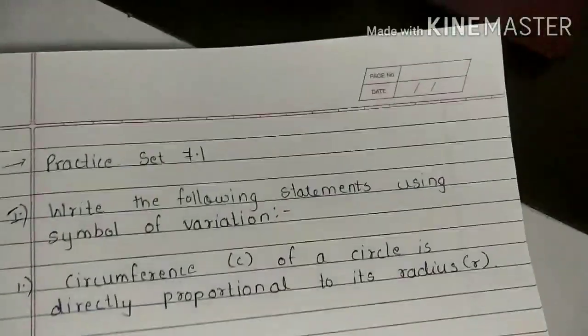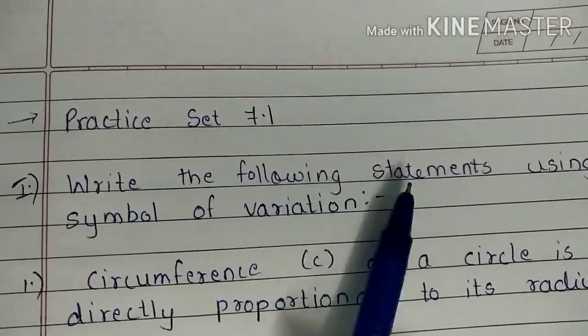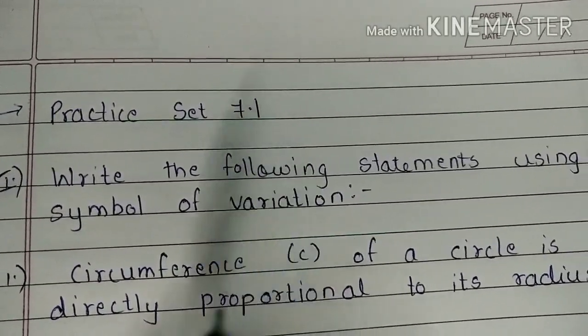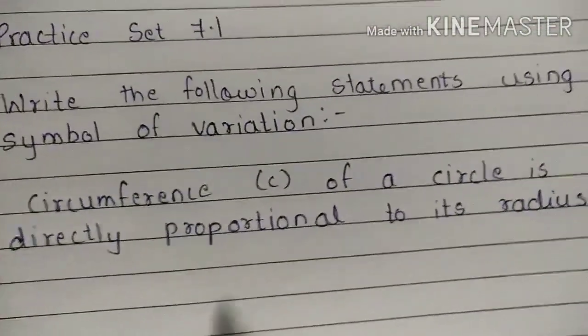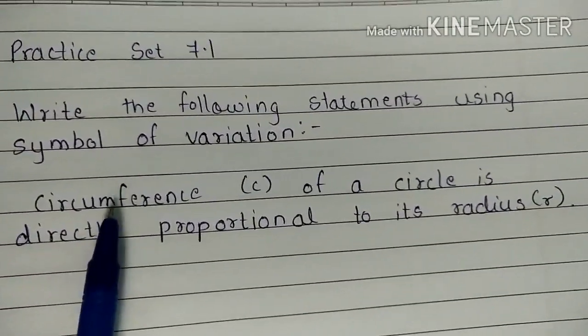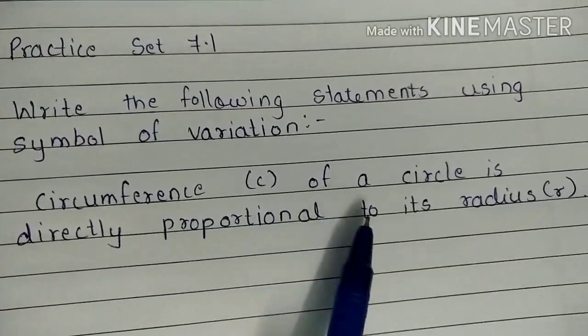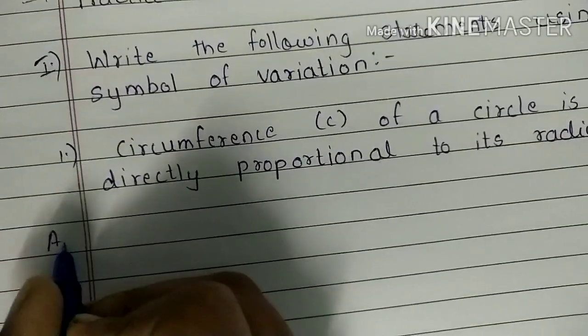That is what is there in practice set 7.1. You have to write the following statements using the symbol of variation. What is the symbol of variation? This is the symbol of variation. This symbol is called the symbol of variation. So what have they given? The circumference, that is c, of a circle is directly proportional to its radius r. So how will I write the answer?